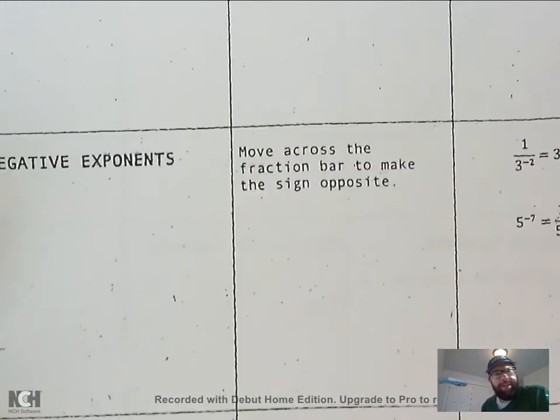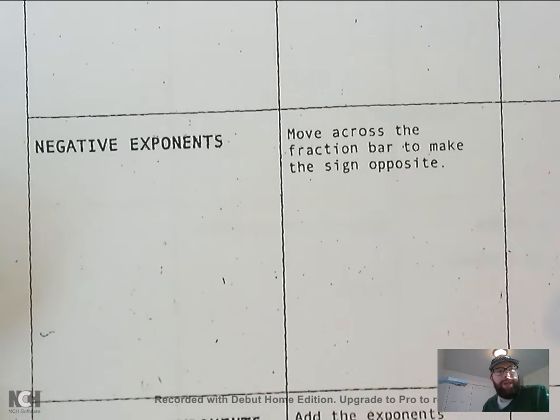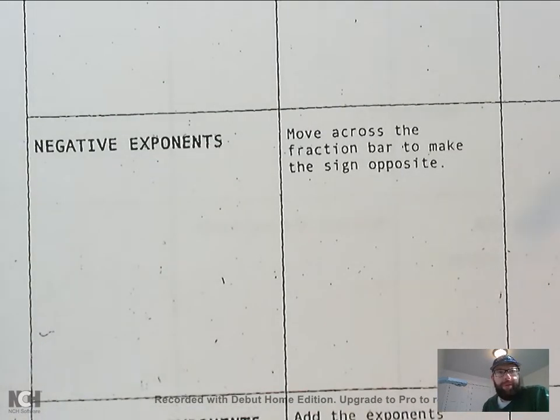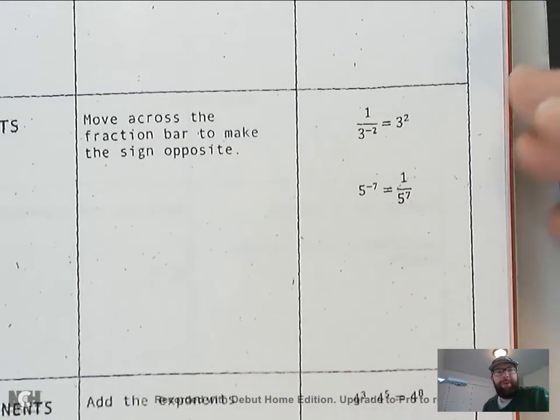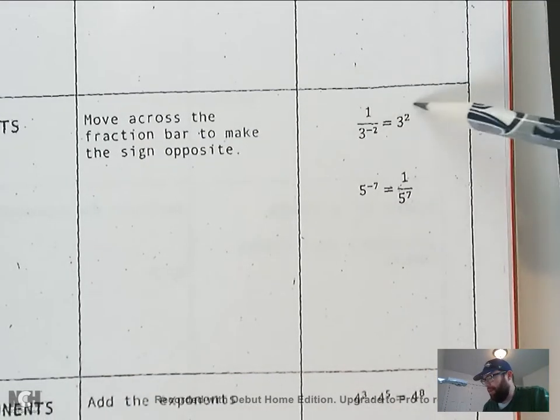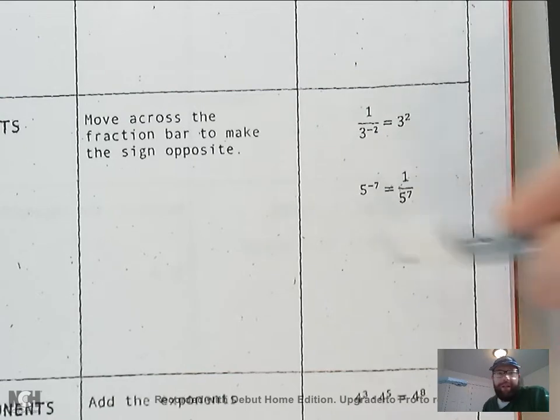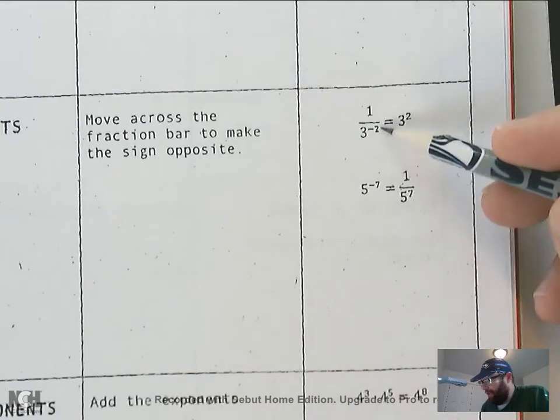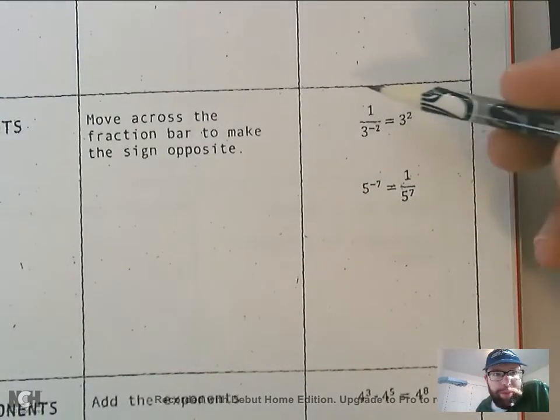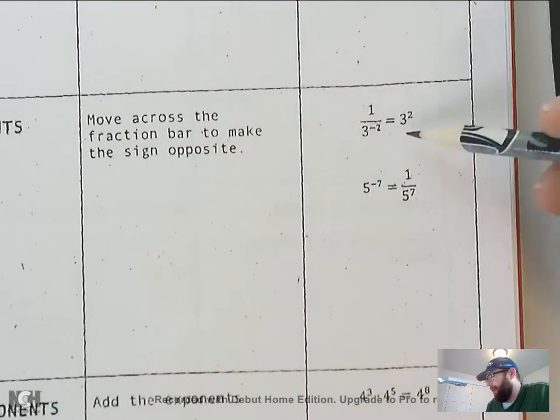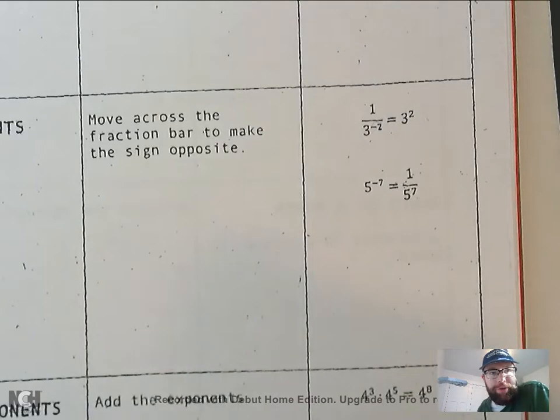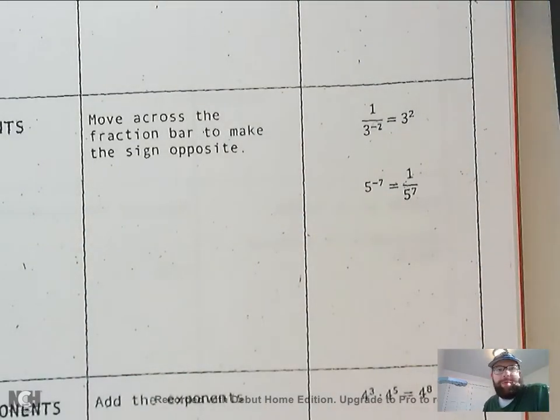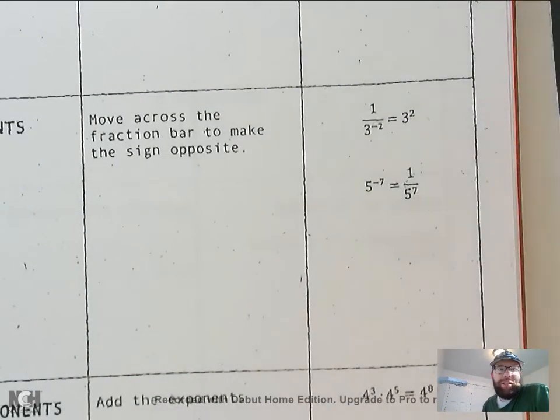Negative exponents: anytime we want to change the sign of our exponent, we flip it across the fraction bar, right? We learn this because a lot of times we want to express our exponents as positive. But just a reminder, this is essentially the same thing. Like, 1 over 3 to the negative 2 and 3 to the positive 2 equal the same number if you plug it in your calculator. Anytime you flip across a fraction bar, it changes the sign of your exponent.